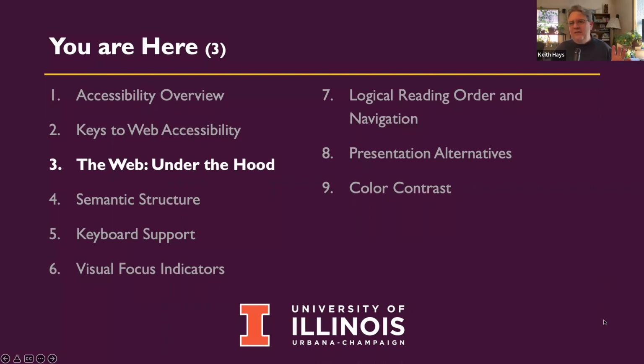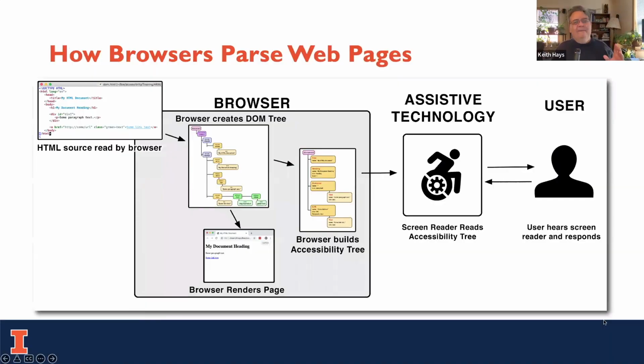So let's dive into what happens under the hood when you're serving up a web page and someone is using assistive technology like a screen reader, what it looks like to them and how they interact. So here is just kind of an overview diagram. We have at the left our HTML source code read by the browser. It's a simple web page, just having a title, it has a document heading, it has a paragraph of text and a link.